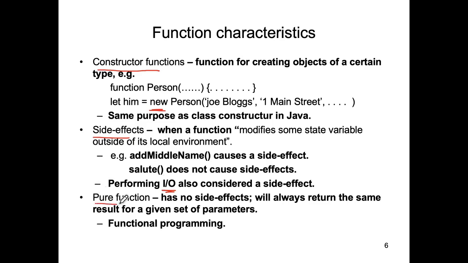Also, a general programming notion is the notion of pure functions. Pure functions are functions that do not cause side effects. And a kind of high-level objective when you're writing code is to try and maximize the number of functions that are pure functions. The reasoning behind it is it's a lot easier to rationalize and understand your code if it consists of predominantly pure functions.